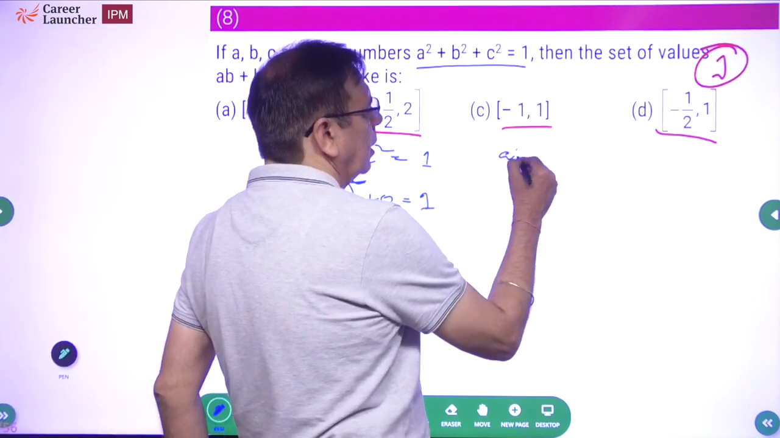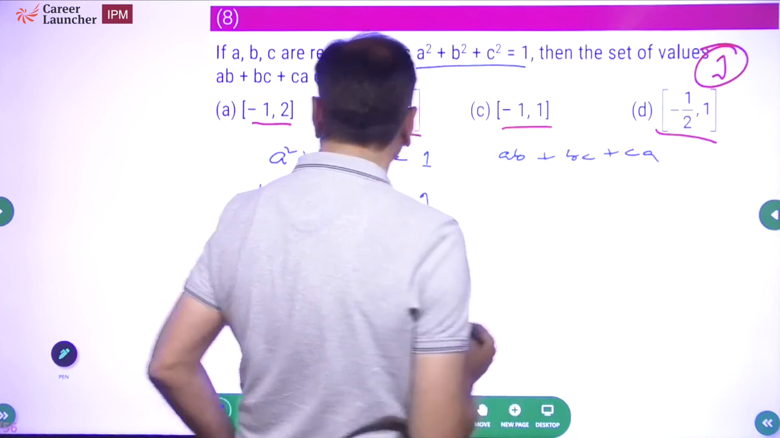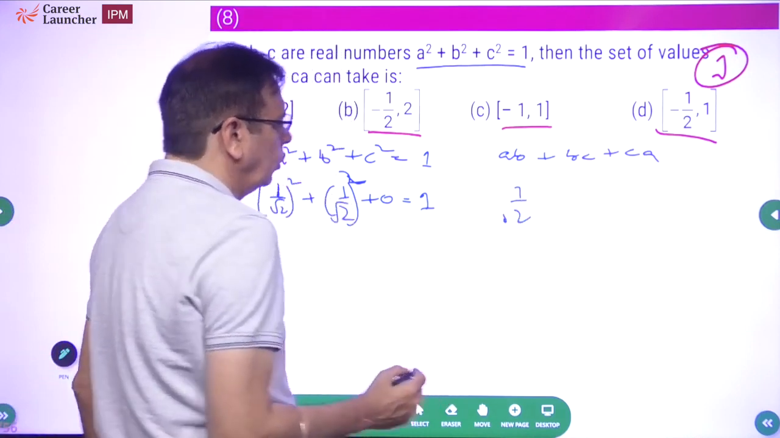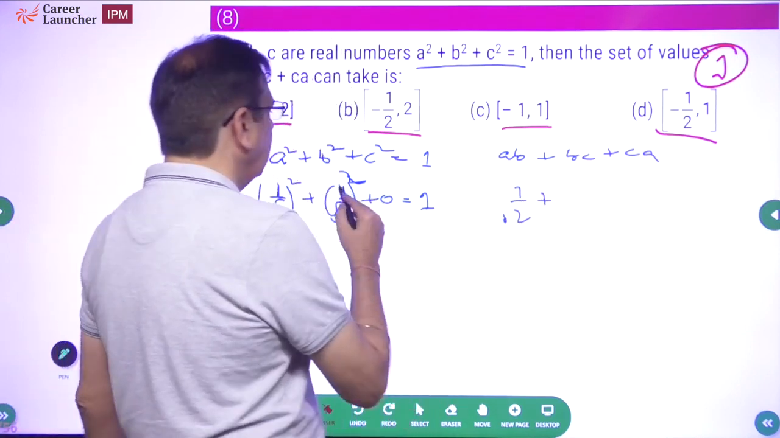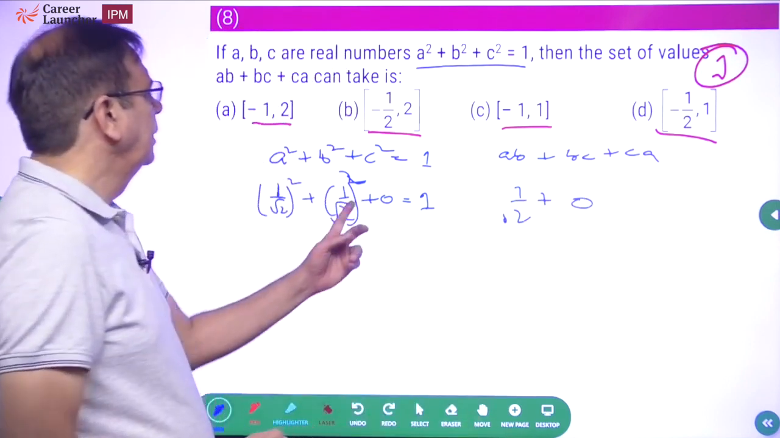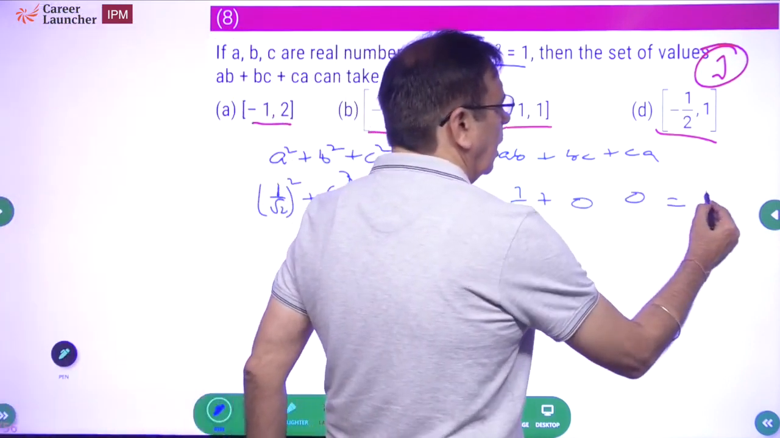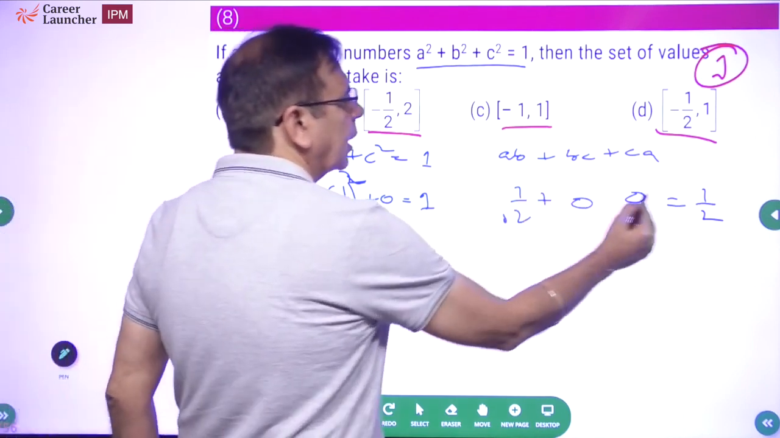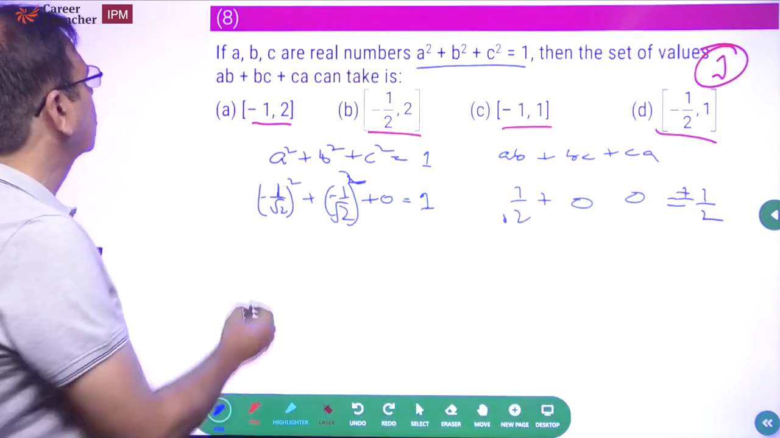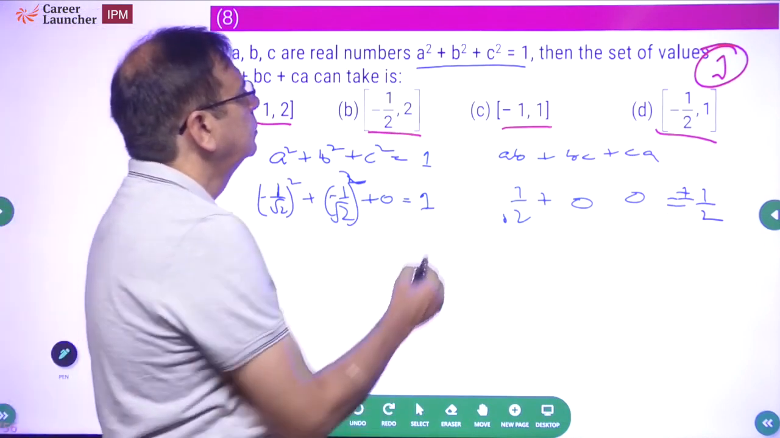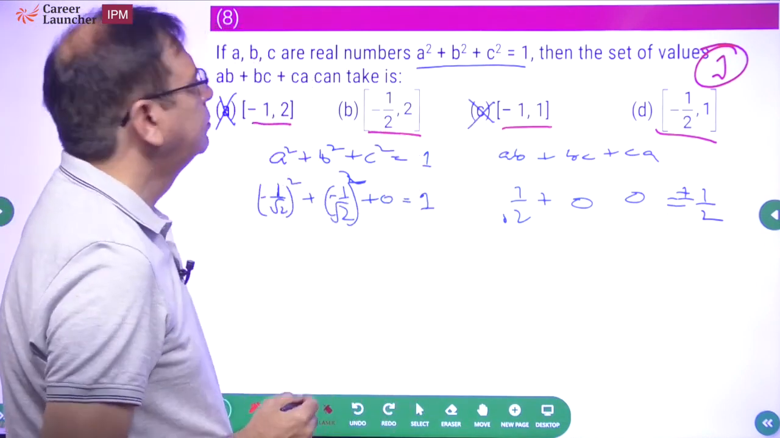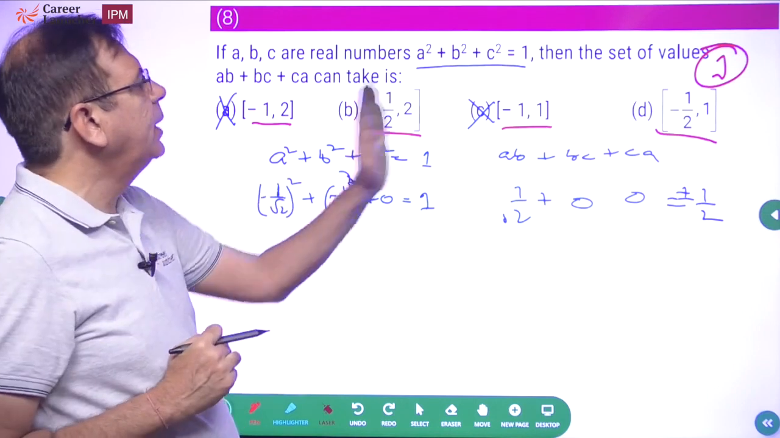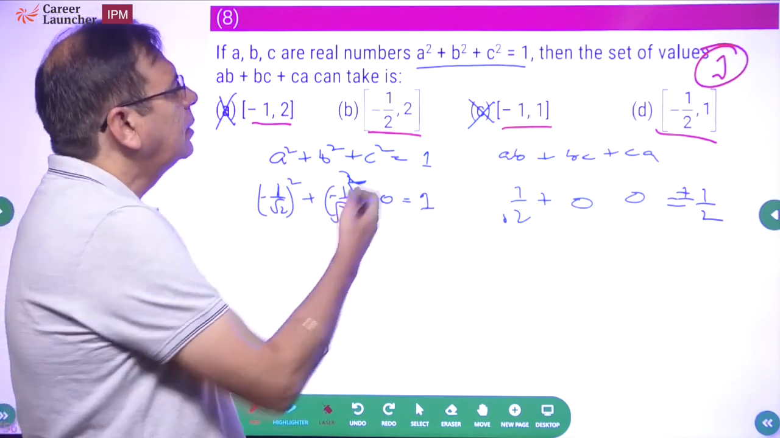So what will be AB plus BC plus CA? AB will be equal to 1 by root 2 into 1 by root 2, so 1 by 2. BC will be 0 and CA will be 0. Answer can be half. And this could be both plus minus 1, so this could be plus minus half. So your answer for the left hand side will definitely be plus minus half. The lowest value will be minus half. So your answer will be either B or D. Now look at the other part. Can this be greater than 1?